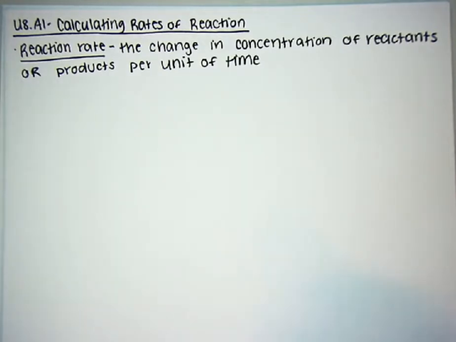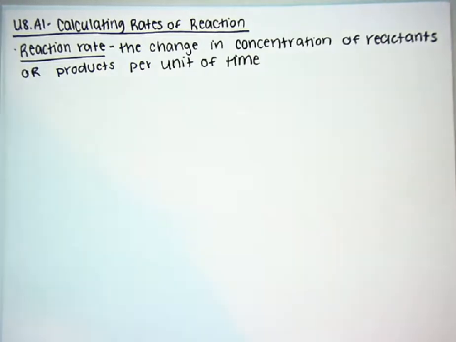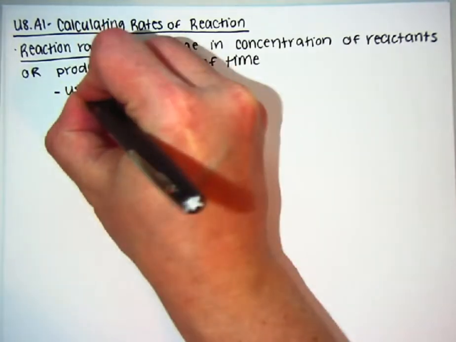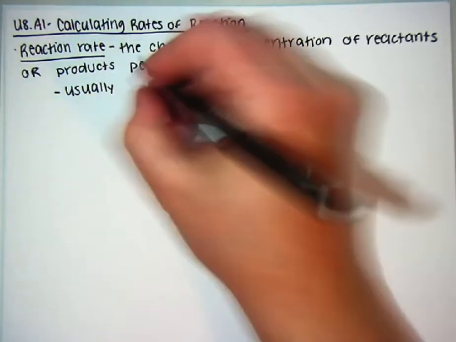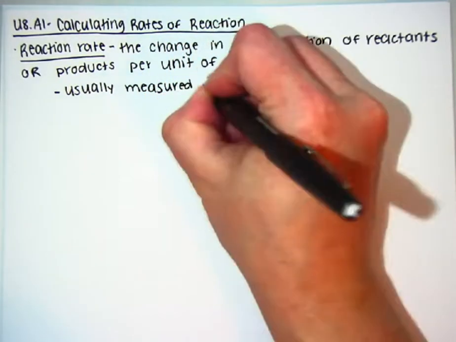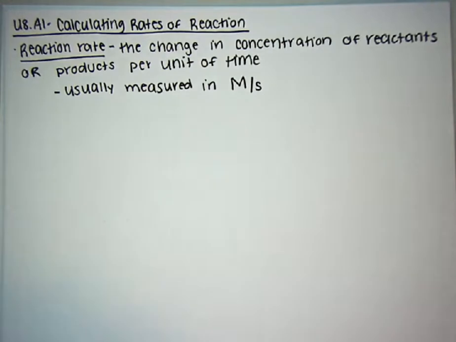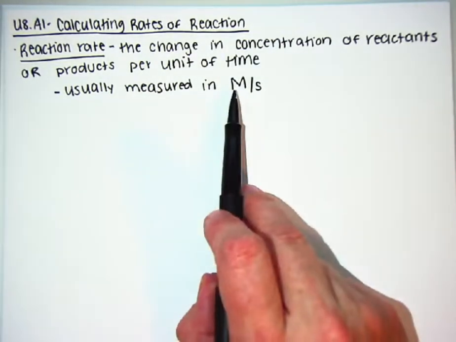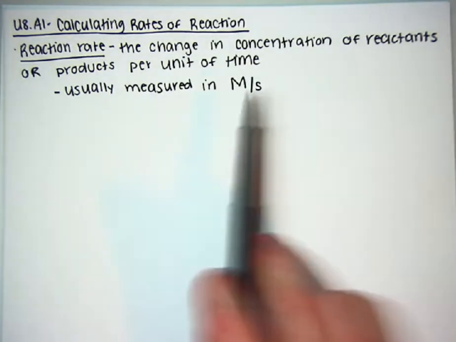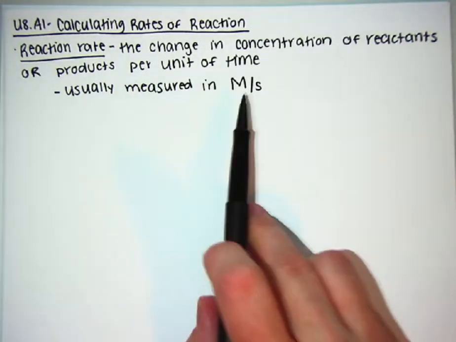So reaction rate is going to tell us how quickly those reactants get used up or how quickly those products get made in a certain unit of time. In this class especially, we are going to use the units molar per second. So molar represents the change in concentration per second. These units can change. If you have a slow reaction, we might measure it in minutes or even hours, but usually you're going to see molar per second.